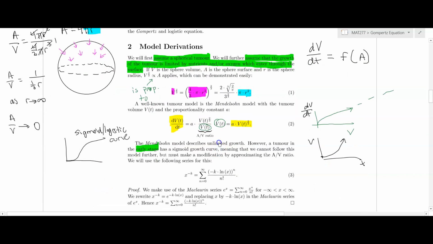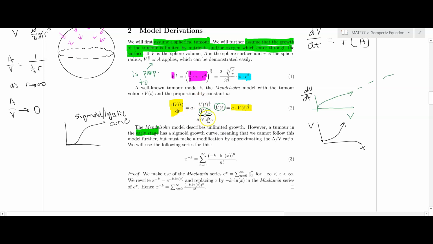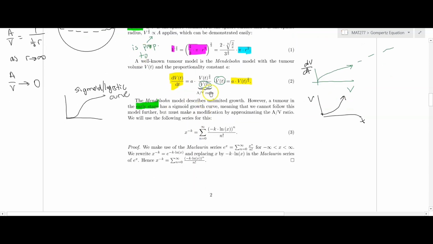Okay, so enough of some of that setup there. What we're now going to do is focus on the AV ratio, and we're going to approximate it.